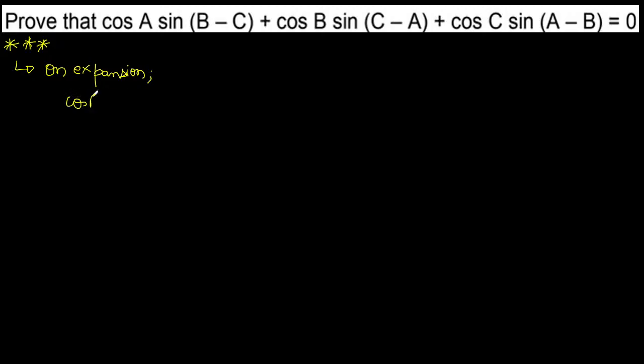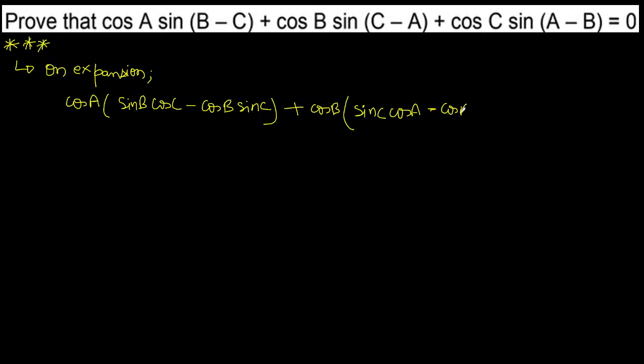It is cos A. It is simply expansion. We can't do anything. Simply expansion. Sin B cos C minus cos B sin C plus cos B sin C cos A minus cos C sin A.